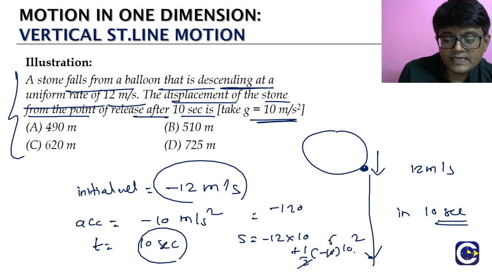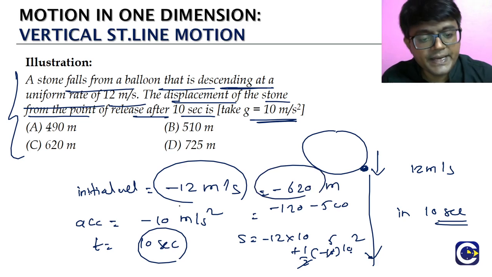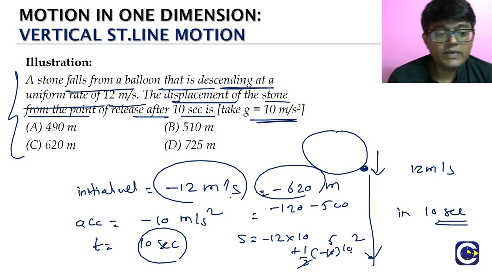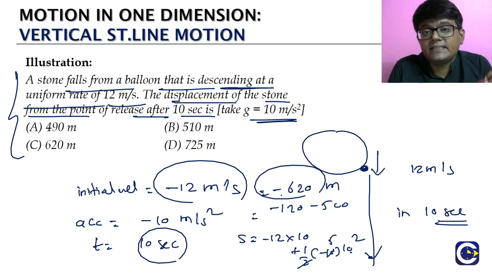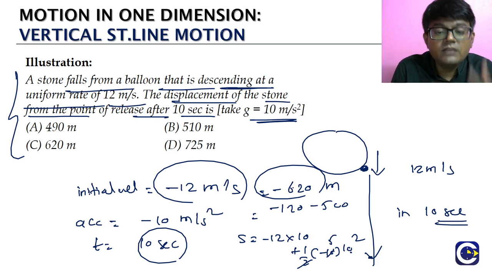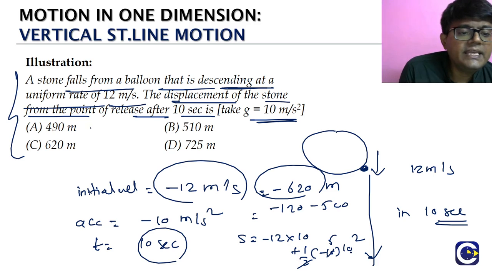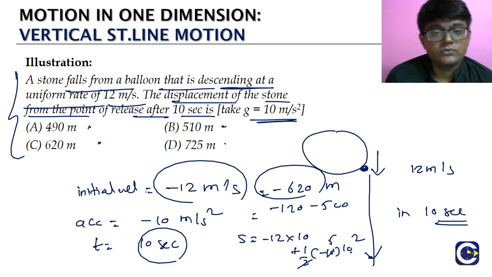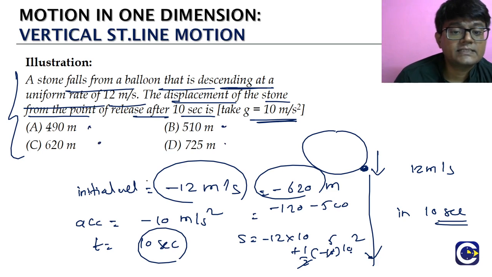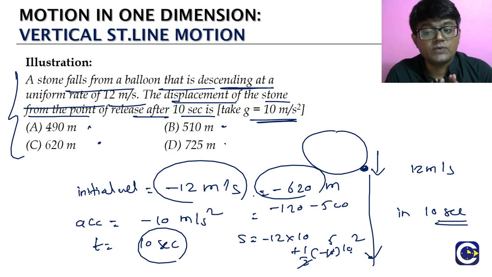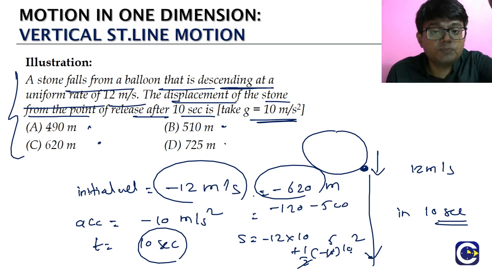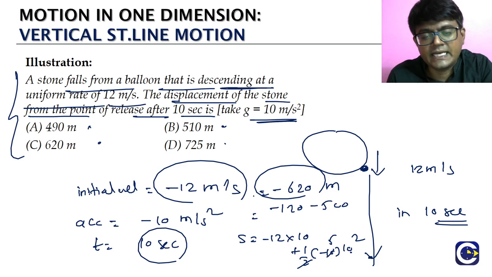2 fives are 10, 10 square is 100, so minus 500. So what is it? Minus 620. Unit will be meter because everything is in the SI system. Now we are getting the answer as minus 620. So this minus tells us that the displacement is downwards. But if you look at the options, they are not giving any negative answer. They are all giving positive values. Probably what they are expecting is the displacement magnitude. So we get the displacement as minus 620, and minus indicates this much displacement is in the downward direction as per our convention.